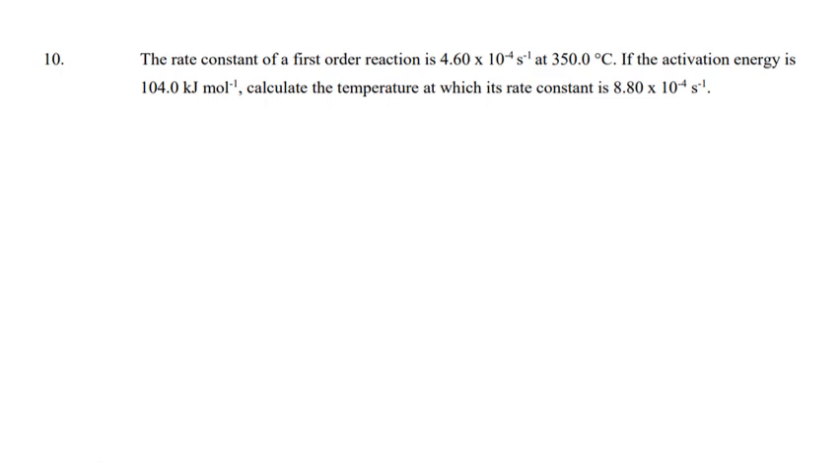Tutorial question number 10. The rate constant for a first order, so this question is very obvious, tells us this is a first order reaction, is 4.6 exponent negative 4 per second. So this is K1. If the question didn't mention it is first order, based on the unit of the rate constant, per second, we also know that this reaction is first order. At 350 degrees Celsius, so this one is T1. The activation energy is 104 kilojoule per mole. Again we are given the activation energy in kilojoule per mole, so do remember that we need to convert it to joule per mole.